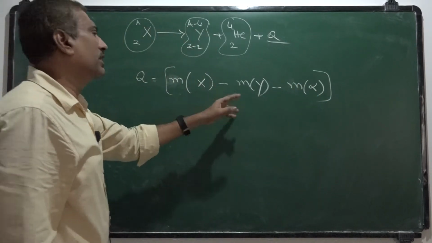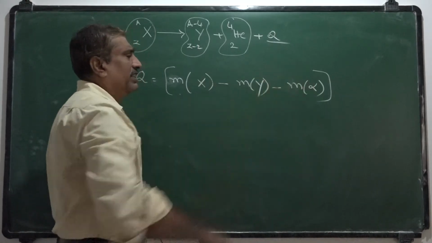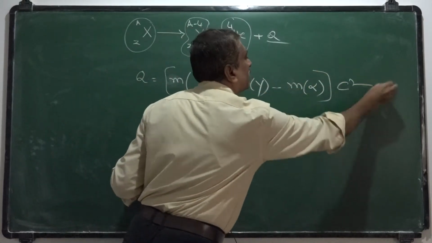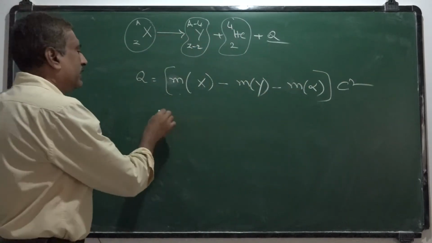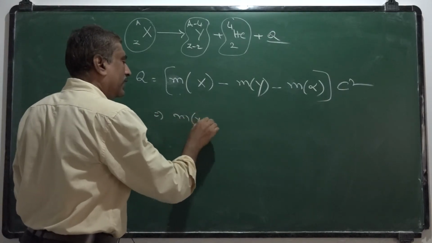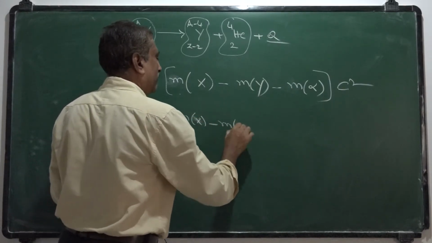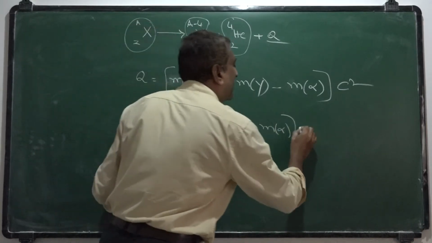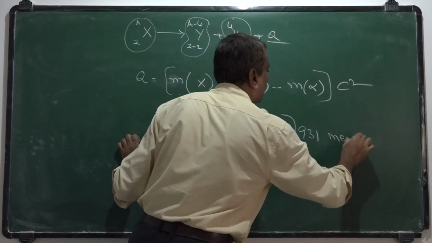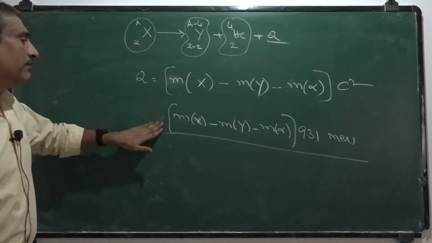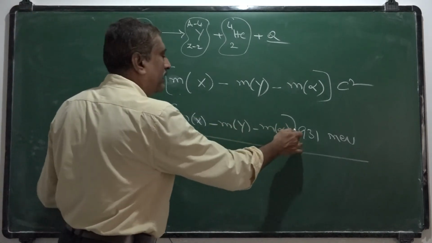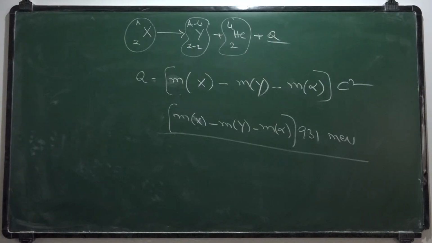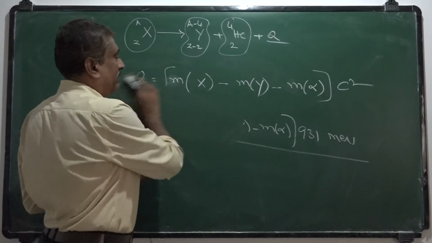This is the mass defect multiplied by c square. That is the Q value, or directly we can write mass of X minus mass of Y minus mass of alpha particle into 931 million electron volt. We can directly find this, provided the masses are in AMU. Now, to find the kinetic energy of the alpha particle.